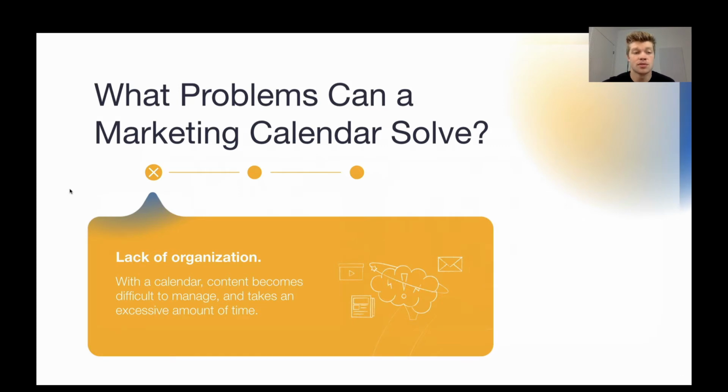So, what problems can a marketing calendar solve? One of the biggest problems a marketing calendar can solve for you is organization. Without one, marketing projects have a tendency to become a mess. This is the result of different teams or team members using different tools to manage their projects and tasks, or different aspects of projects being managed in different platforms that can make it really difficult to keep things together.